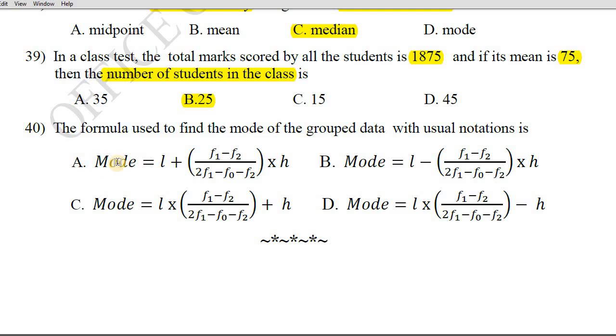Question number 40. The formula used to find the mode of the grouped data with the usual notations is. So we want to write the mode formula. Here there is no correct mode formula. I guess option A would have been correct, but in the place of f2 it should be f0, but something went wrong here. So all options are wrong.